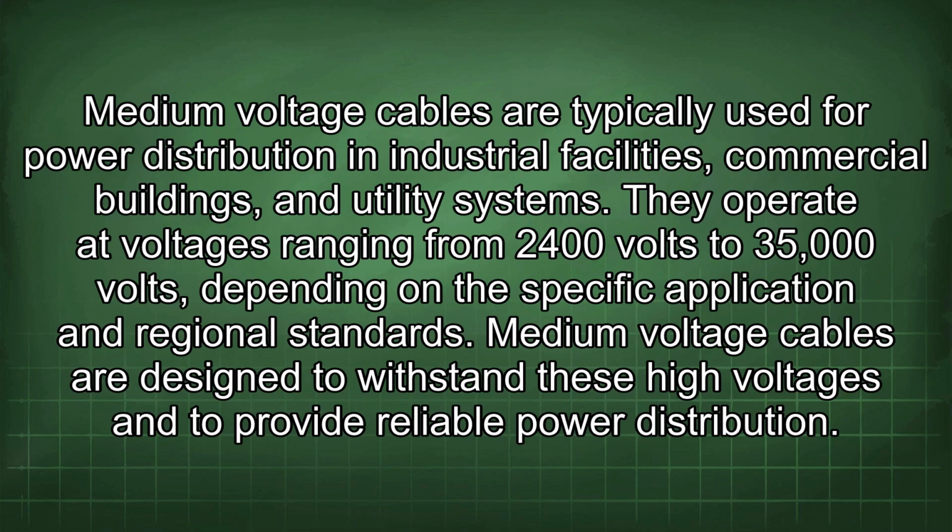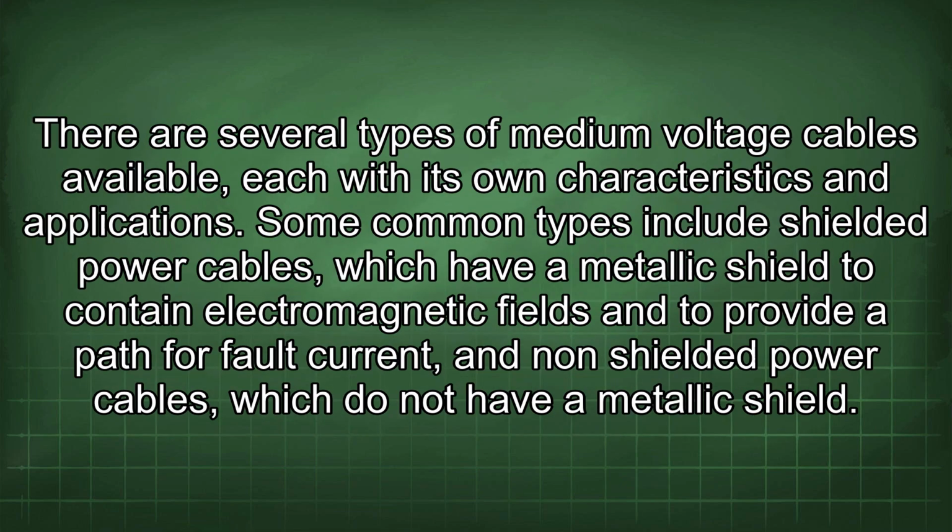Medium voltage cables are typically used for power distribution in industrial facilities, commercial buildings, and utility systems. They operate at voltages ranging from 2400 volts to 35,000 volts, depending on the specific application and regional standards. Medium voltage cables are designed to withstand these high voltages and to provide reliable power distribution. There are several types of medium voltage cables available, each with its own characteristics and applications.